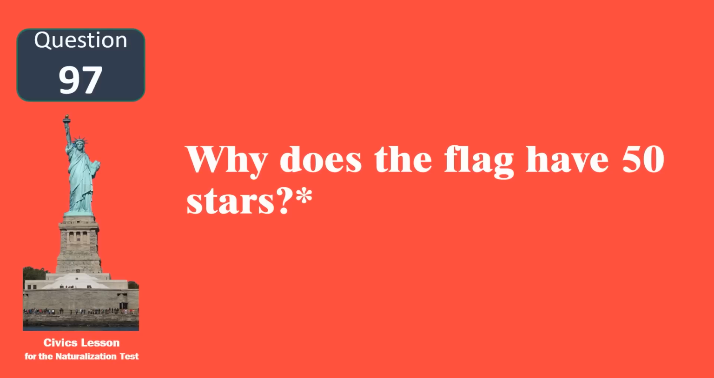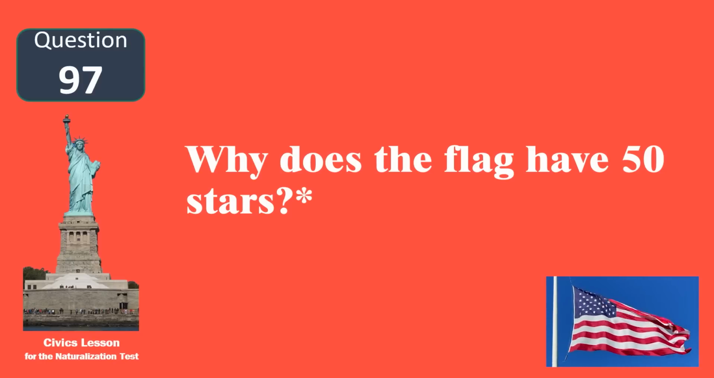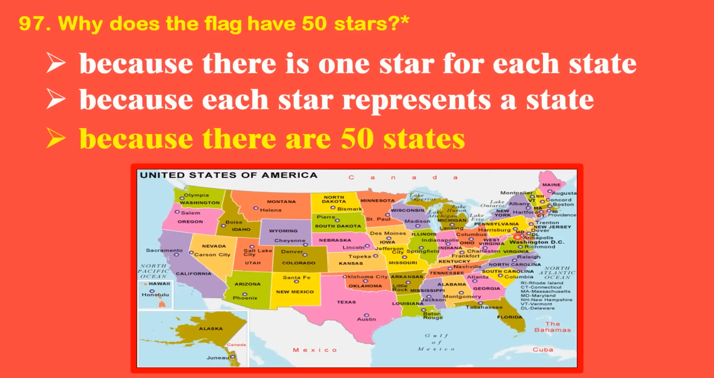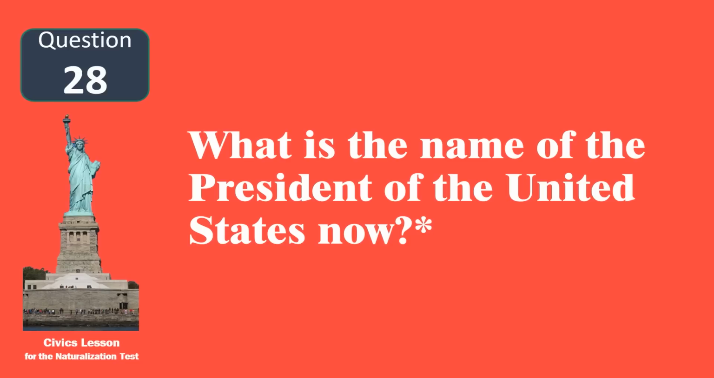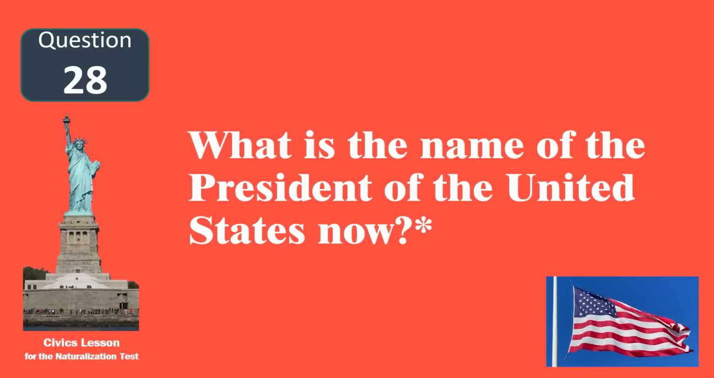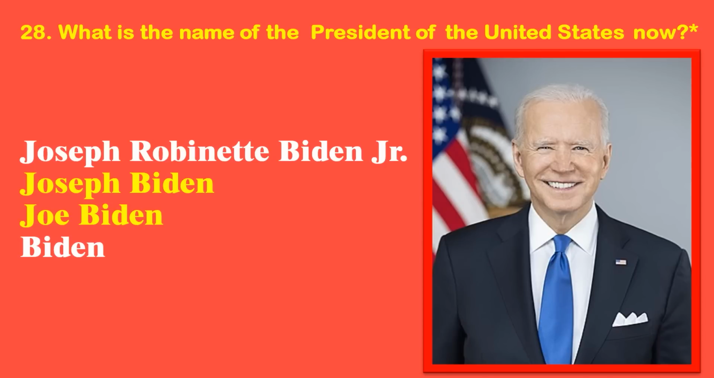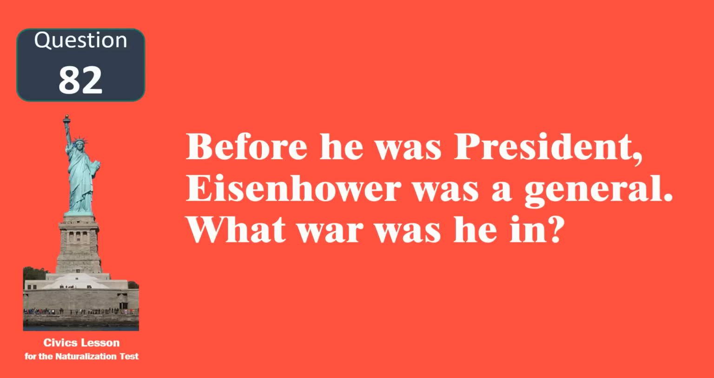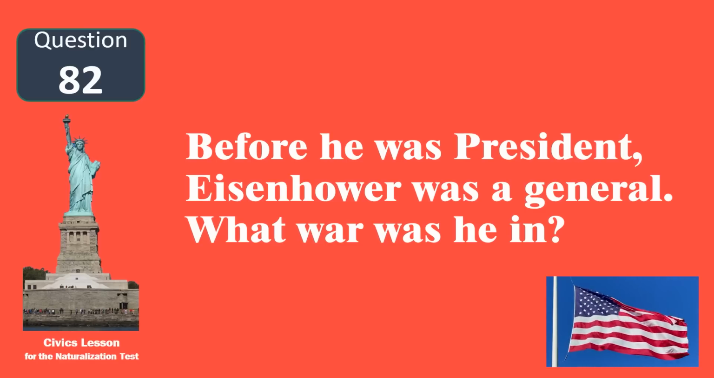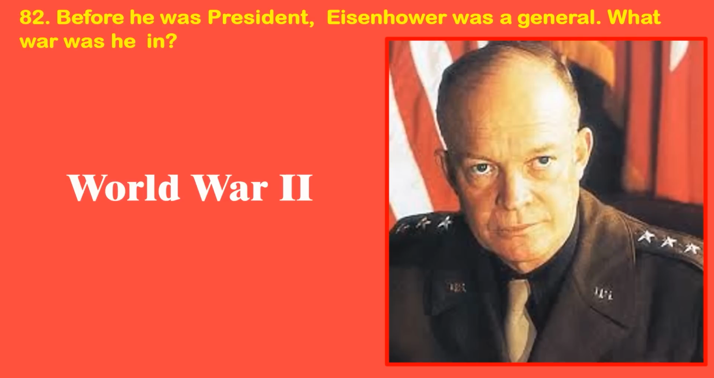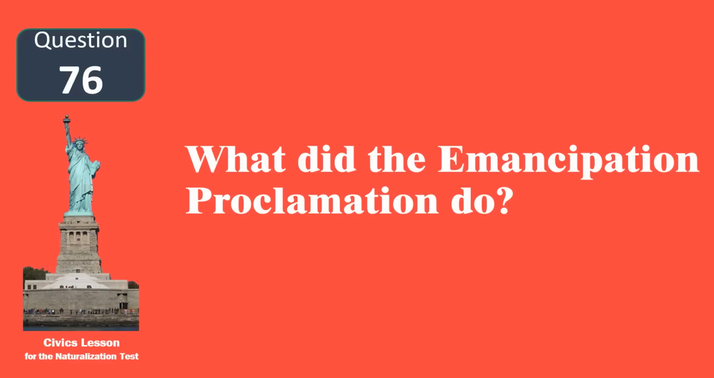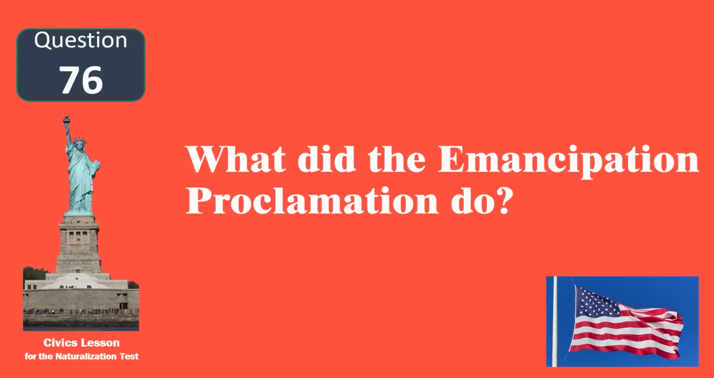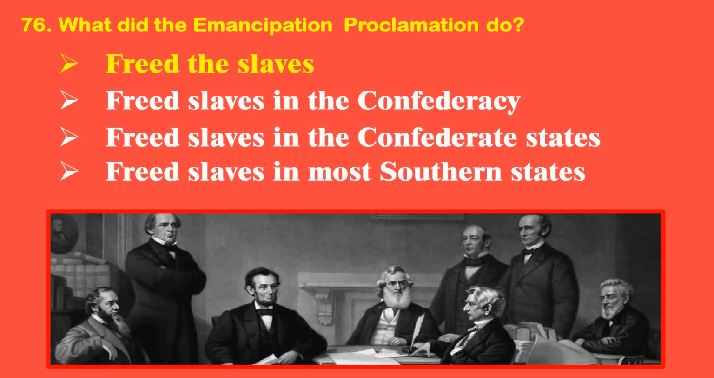Why does the flag have 50 stars? Because there are 50 states. What is the name of the President of the United States now? Joseph Biden. Joe Biden. Before he was president, Eisenhower was a general. What war was he in? World War II. What did the Emancipation Proclamation do? Freed the slaves.